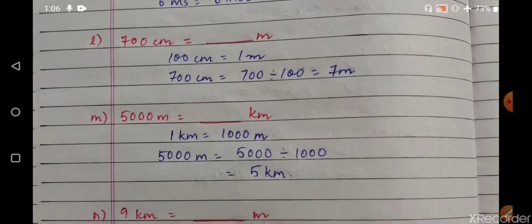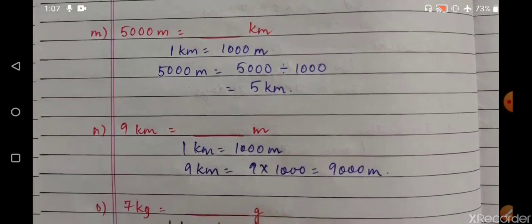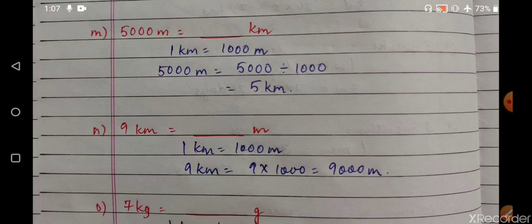Next, 5000 meters equals to how many kilometers? So 1 kilometer has 1000 meters. So 5000 meters is equals to 5000 divided by 1000, which is 5 kilometers. This question is also the same, but in the last question we were dividing. In this question we will multiply, because in the last question we were converting meter to kilometer, and in this we will convert kilometer to meter.